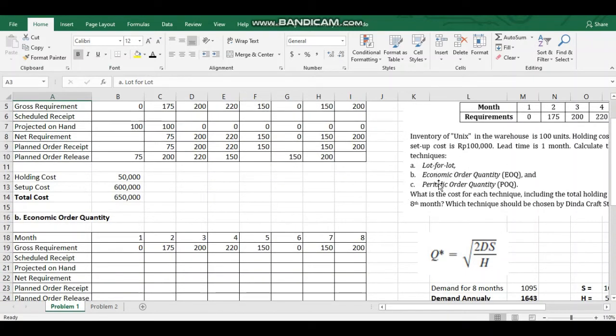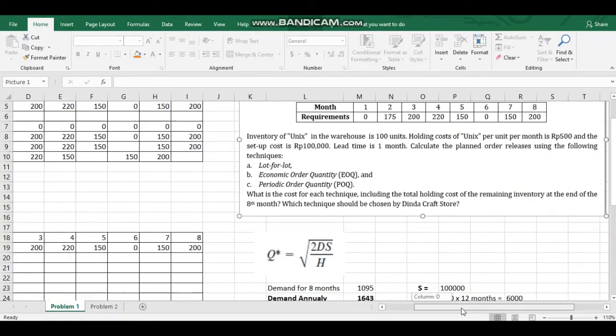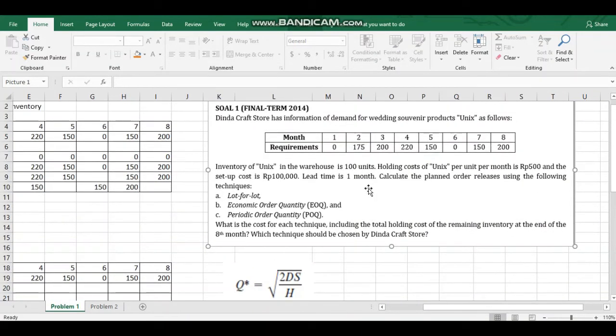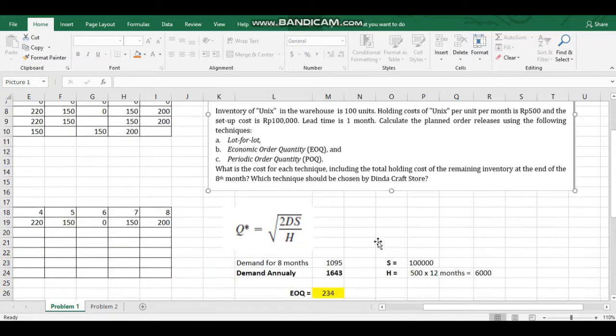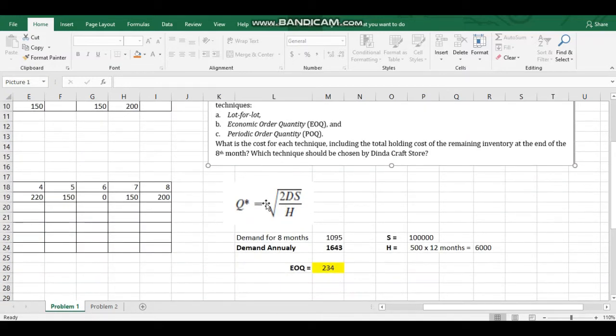Now we're going to calculate the economic order quantity. Okay, the second technique is economic order quantity, or EOQ. Basically, EOQ is useful when we have relatively constant demand, but in this case the requirements are not really constant. So to use this technique, we have to find the Q star first, or the EOQ, the economic order quantity.